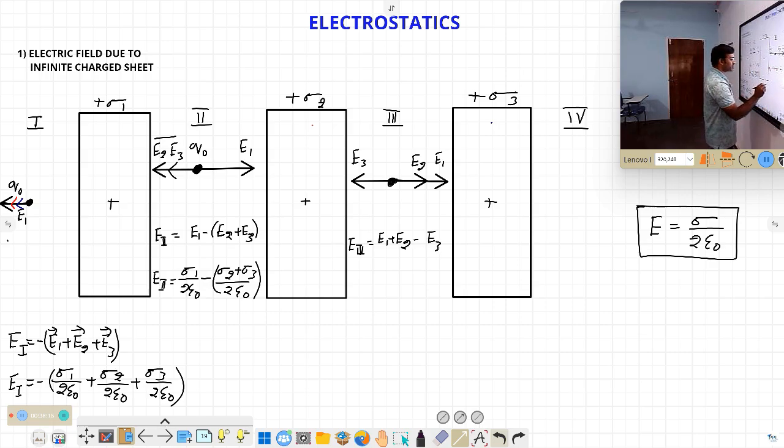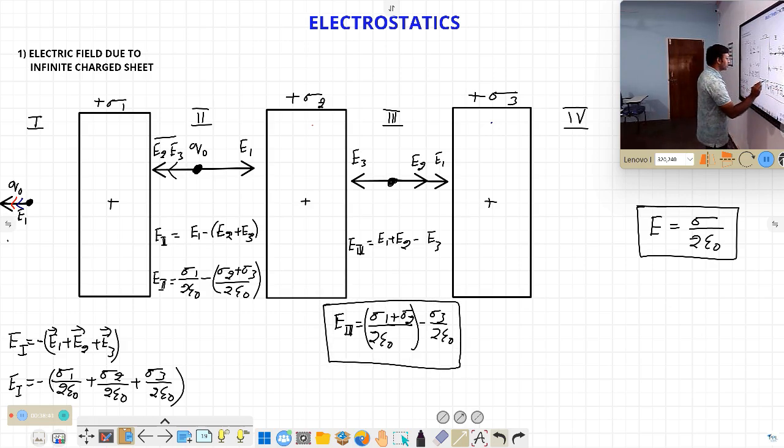So in terms of charge density, I can write the electric field in the third region, okay, as sigma 1 by 2 epsilon naught, that means sigma 1 plus sigma 2 by 2 epsilon naught minus sigma 3 by 2 epsilon naught. So this is the way I can write the expression of the electric field in the third region, the electric field in the second region, and the electric field in the first region.